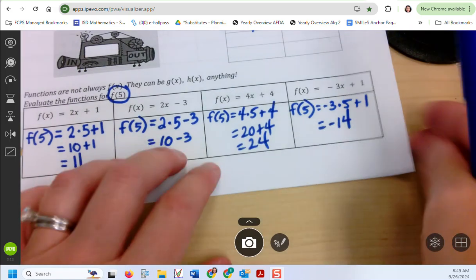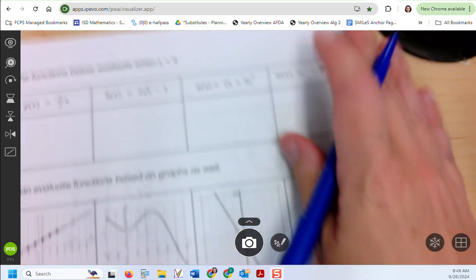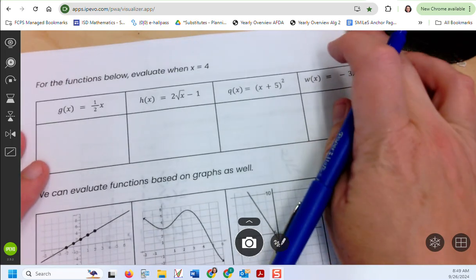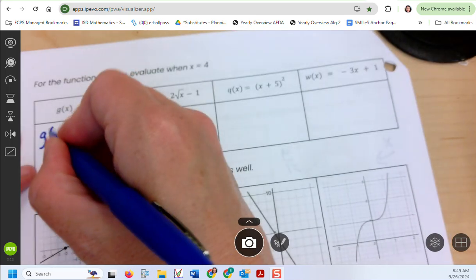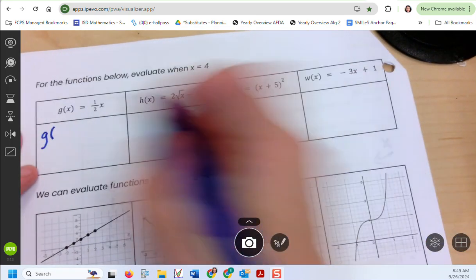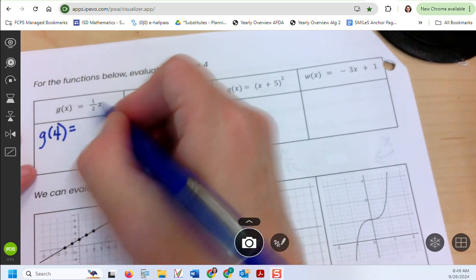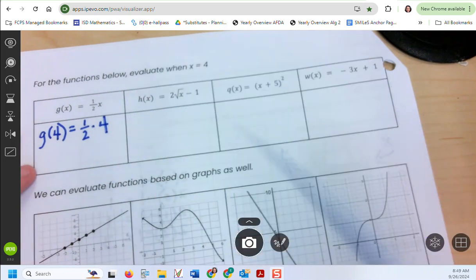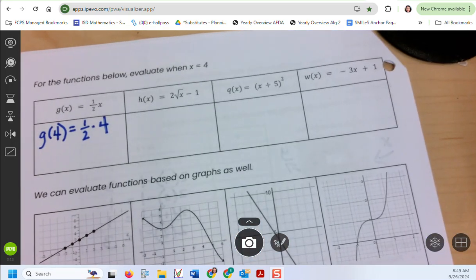Okay, turn the page. Okay, so now it says evaluate when x equals 4, and notice that these are some more complicated equations. So for example, the first one, remember f of x and g of x mean the same thing, they're just different names. So I can do g of 4, and then you just substitute the 4 for the x. All right, so go ahead and do that. You're going to use your calculator.